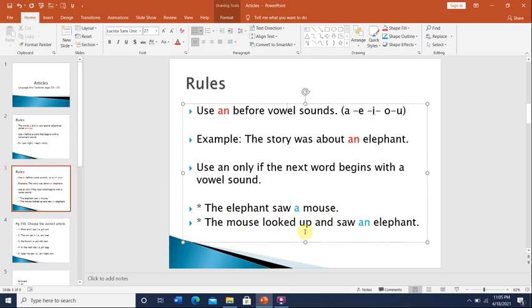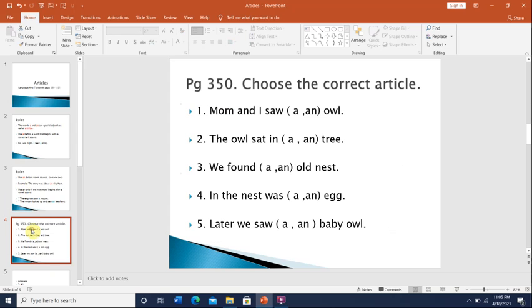The mouse looked up and saw an elephant. Again, why did I use an? Because elephant begins with a vowel sound. Okay, let's see if you understood. It says on page 350, choose the correct article. Mom and I saw a or an owl.